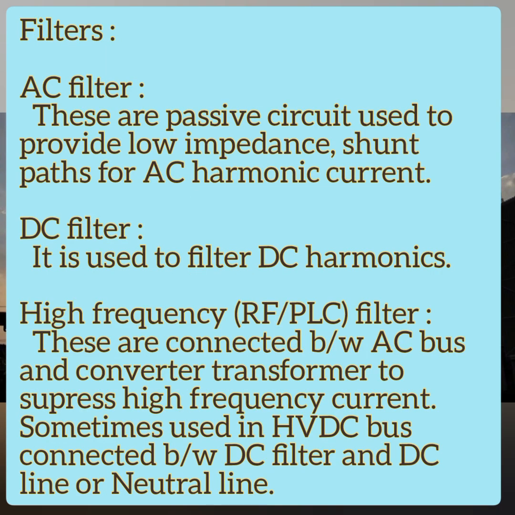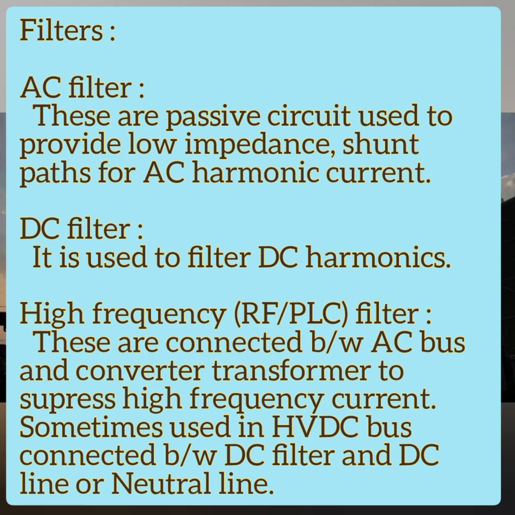So next is your filters. Here we use an AC filter, then a DC filter and high frequency filters. The AC filter is a passive circuit which provides a low impedance path and a shunt path for the AC harmonic currents, and it is also used for supplying AC reactive power. In order to supply the active power as much as we need, a reactive power is also needed to push it, so we use these AC filters.